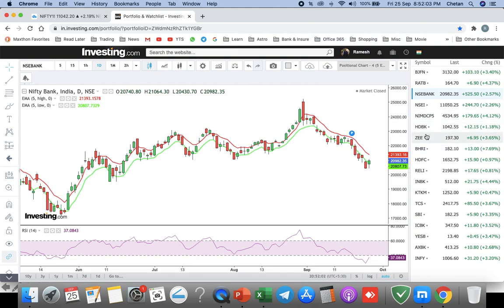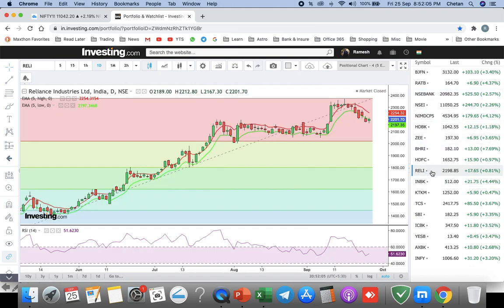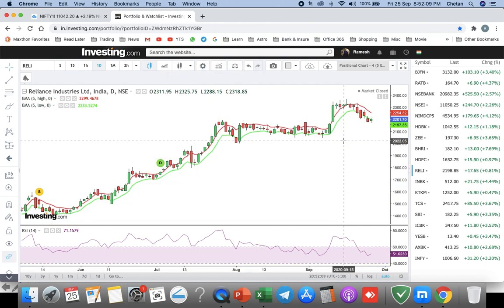Let us see the Reliance chart also with this chart setup. Now we saw here, we are just below this level. Once we go above 2254, then we will see an up move for Reliance also.